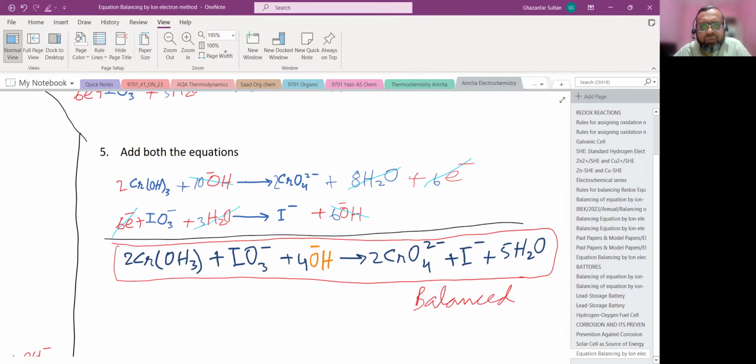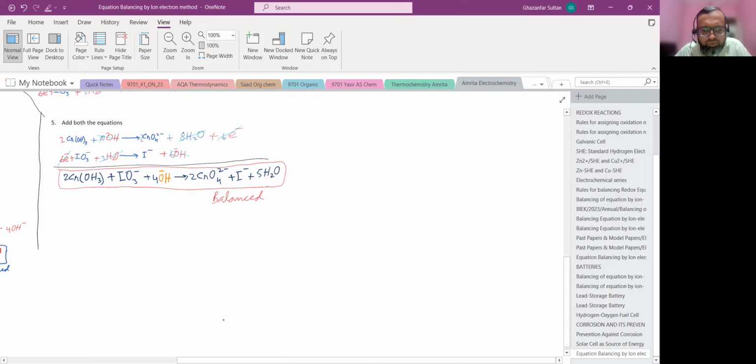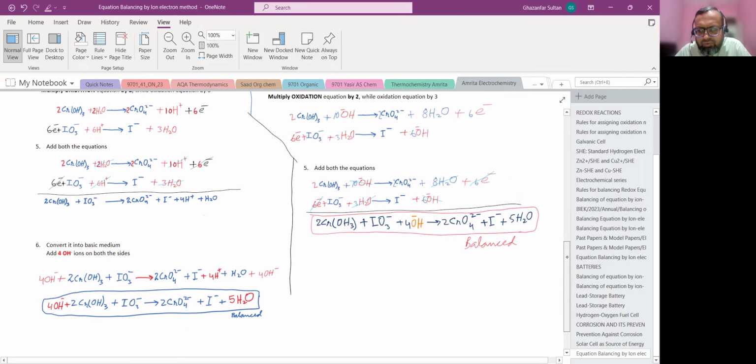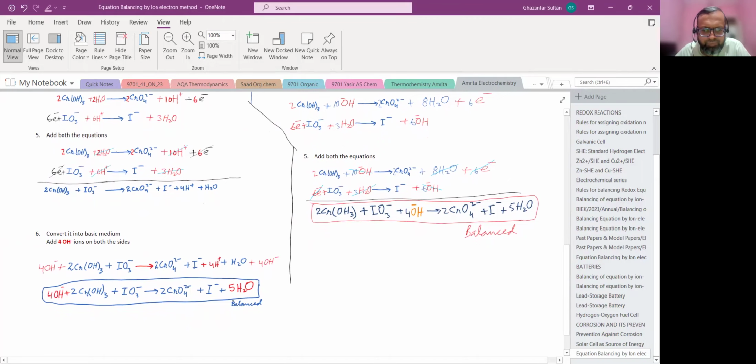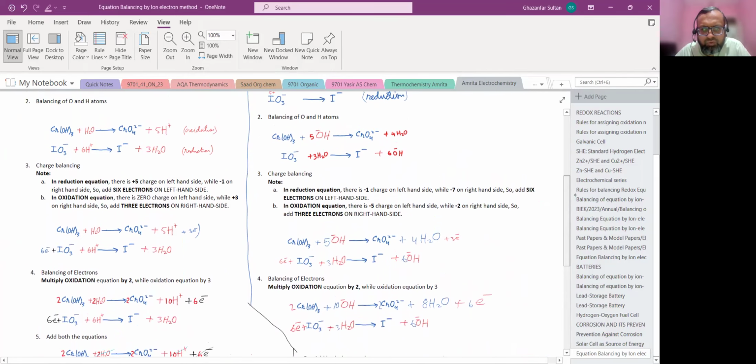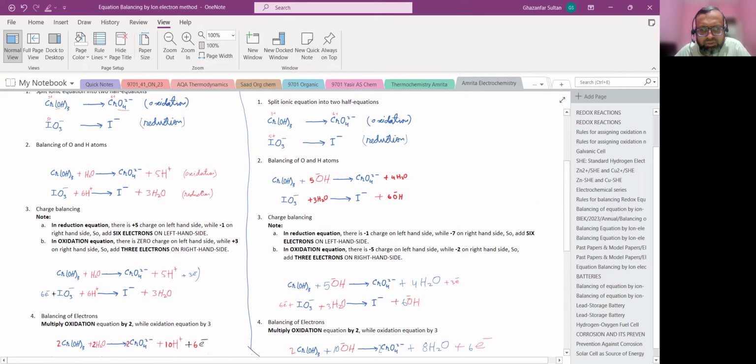Now see, now compare both of these methods. In both the methods, the final equation is the same. This is a balanced equation and this is also a balanced equation. But the step that is different is balancing of oxygen and hydrogen. This step is different. And you can see it is difficult to balance in case of hydroxide.